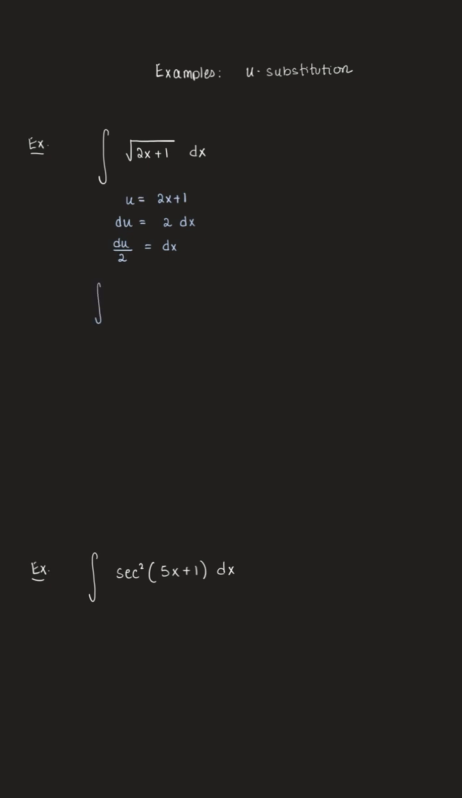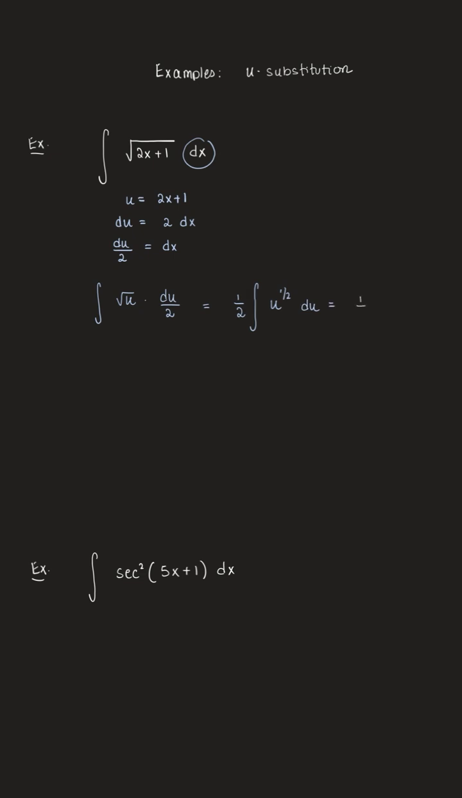So here is the u integral. We'll have the square root of u times, and then for dx we can substitute du divided by 2. I'm going to factor out the constant, that's 1/2. So we have a half integral, and I'm going to rewrite the square root of u as u to the 1/2 power du, just to make it easier to apply the power rule for integration.